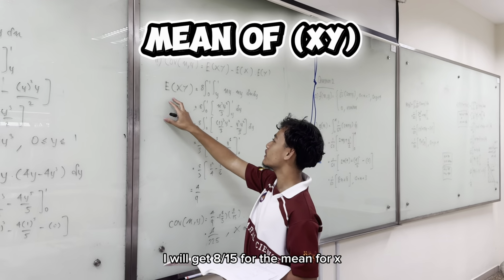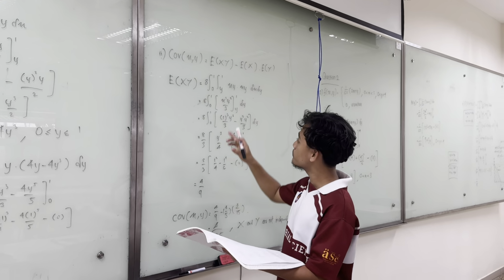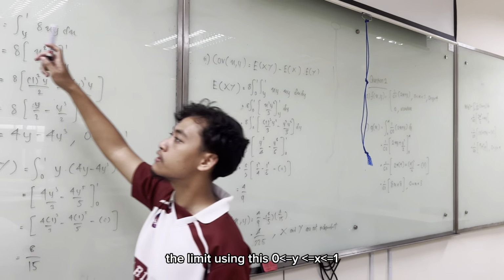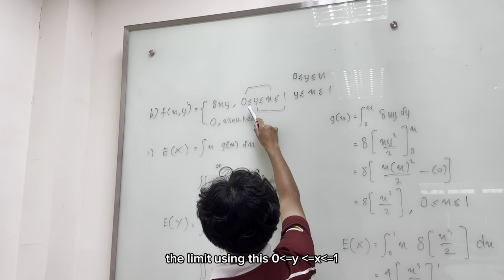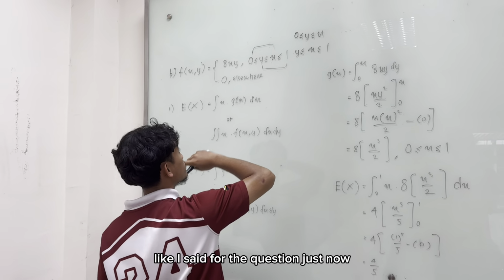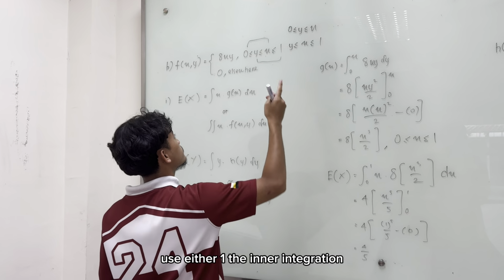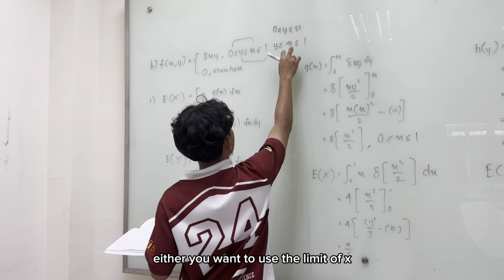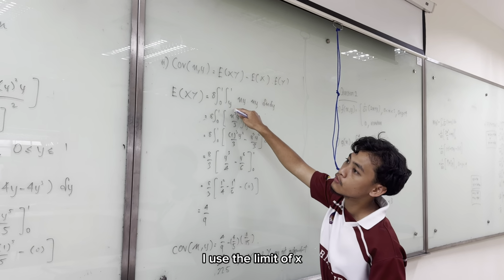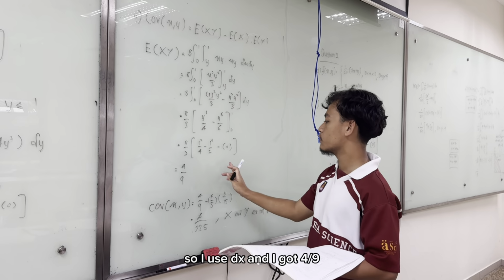Okay, for the mean of xy, the formula is using the limit 0 to x, y to 1. Like I said for the question just now, use either one for the inner integration, either you want to use the limit of x or the limit of y. For the inner integration, I use the limit of x, so I use dx. And I got 4 over 9.